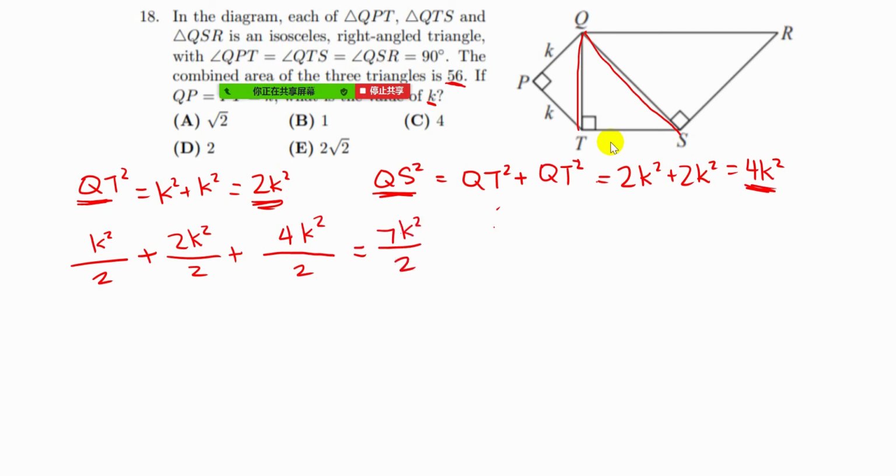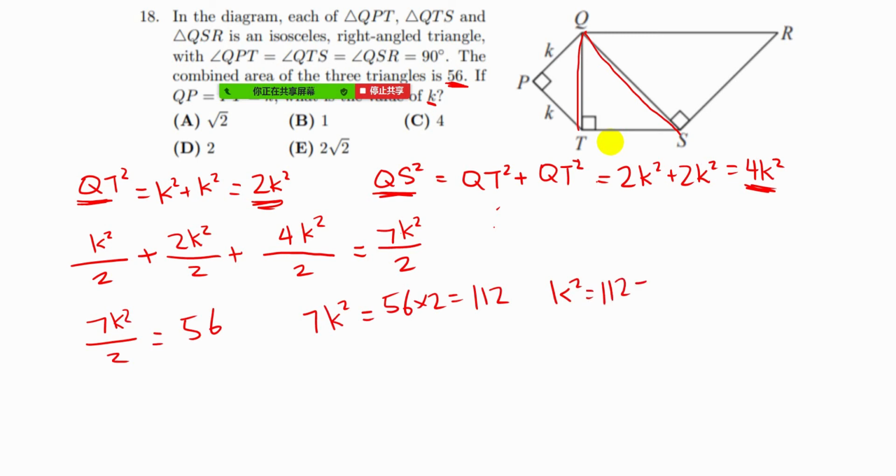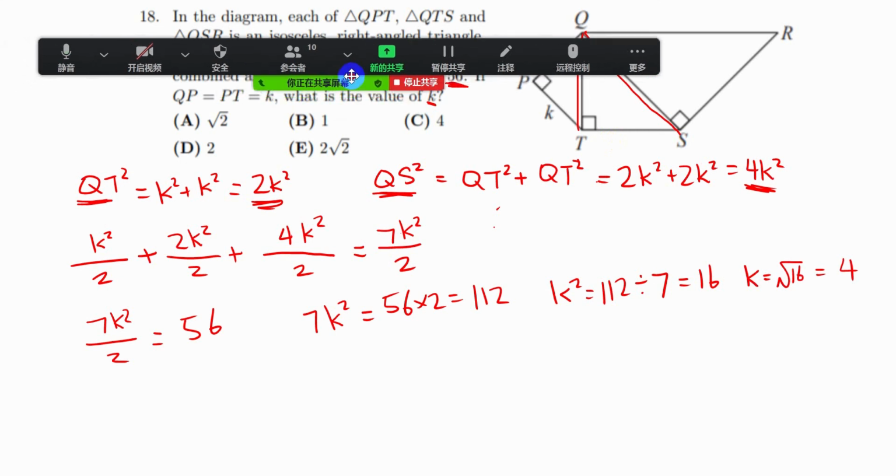And then we know that the combined area of the three triangles is 56. So 7K squared over 2 equals 56. And then we solve for K. 7K squared equals 56 times 2 equals 112. And then K squared equals 112 divided by 7 equals 16. And then K would be the square root of 16, which is 4. So the value of K would be 4. And then we choose C.